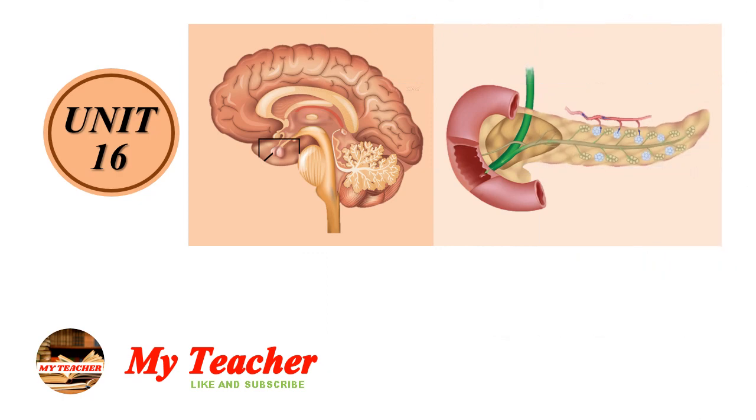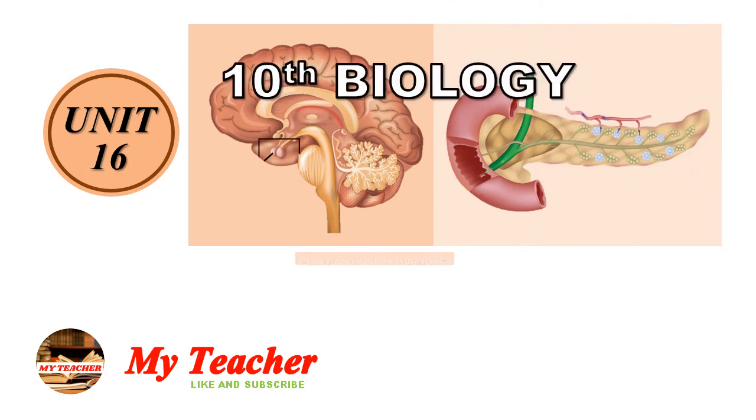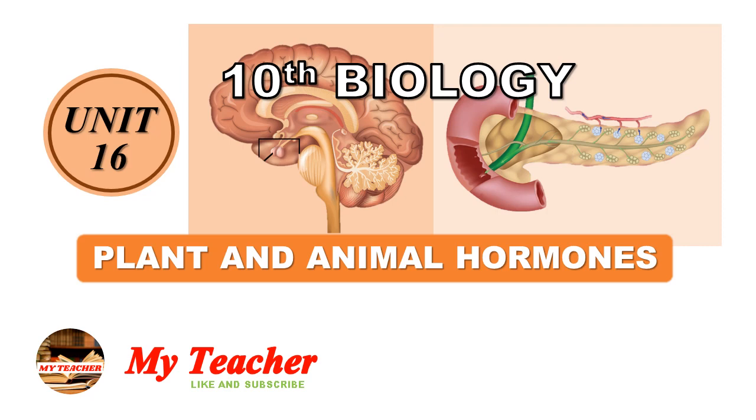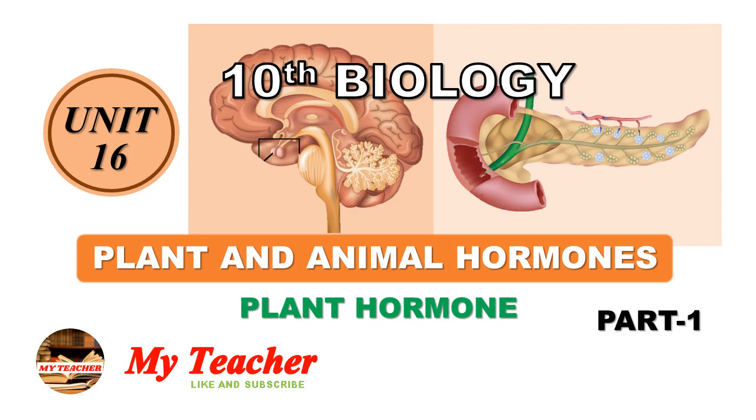The 16th unit in 10th biology is plant and animal hormones. In this video, I am going to explain about the plant hormones. In this lesson, we are going to discuss about the plant hormones and animal hormones. First of all, let us see the word meaning.